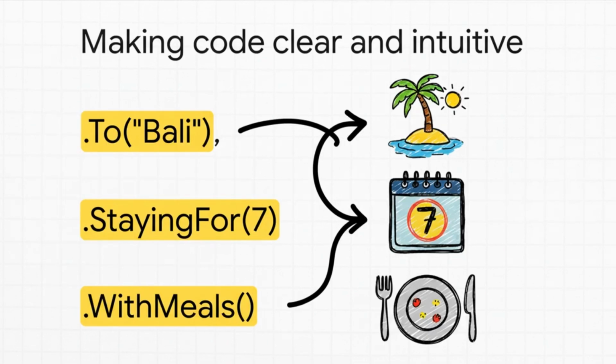Look at how clean that is. Each line is a self-documenting command. .toBali is perfectly clear. Staying for 7 tells you exactly what that number 7 means. And .withMeals is totally unambiguous. This is code that you can actually read like a sentence.